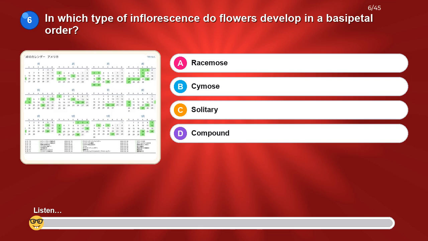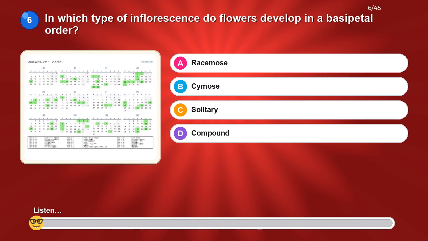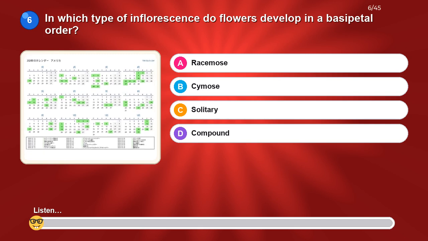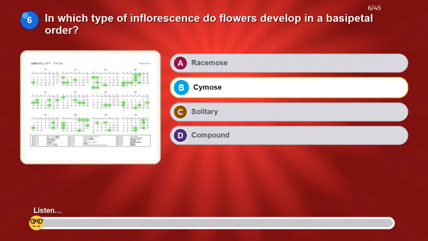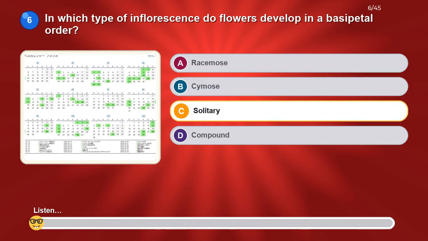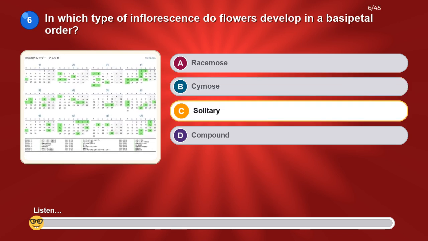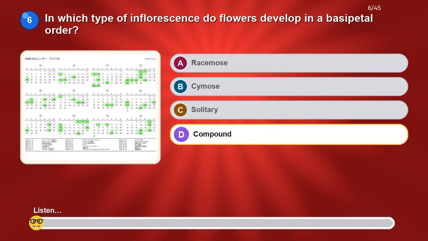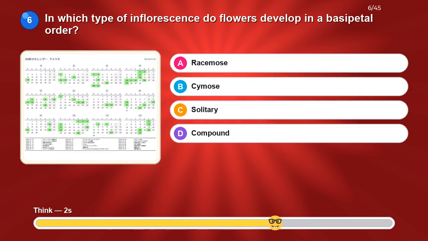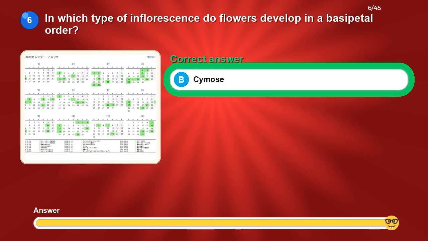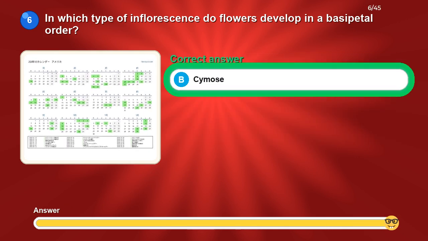In which type of inflorescence do flowers develop in a basipetal order? Option A, racemose. Option B, cymose. Option C, solitary. Option D, compound. The correct answer is cymose.